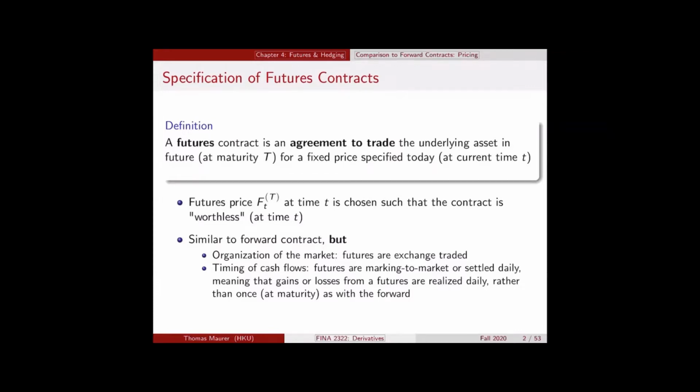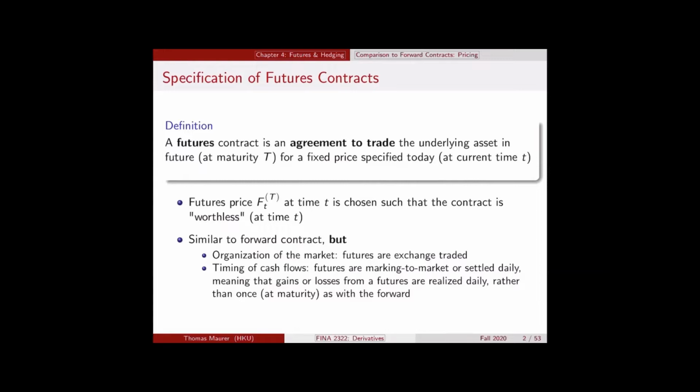And again, as with the forward contract, the futures price F, so we denote it by the same variable, is at time small t. When you sign that futures contract, it's chosen such that the present value of these payoffs of the future are equal to 0. Or in other words, the contract for both the long and the short position is worthless.